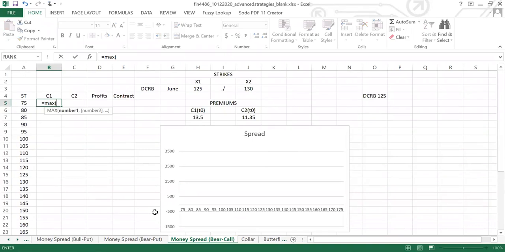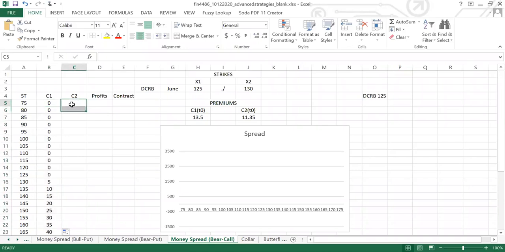In the case of call options, now we're building a bear spread, but with call options. So this is max of ST minus the strike price, we lock the strike price, or 0. And then we can scroll this down. Then we have the intrinsic value of C2, which is going to be stock price minus the high strike price, we lock the high strike price, or 0. After we have that, now let's get the profits from a bear spread.